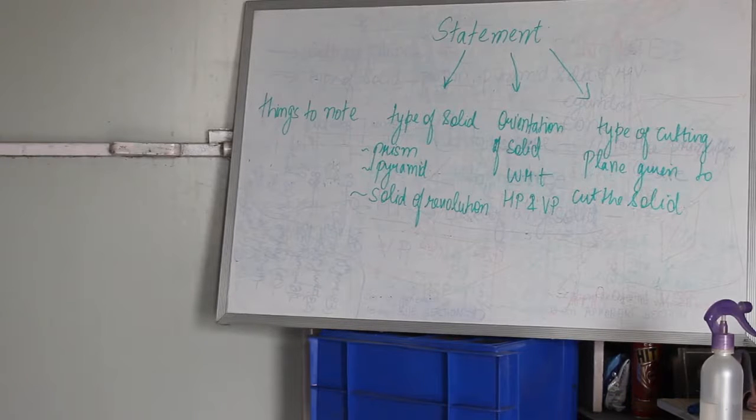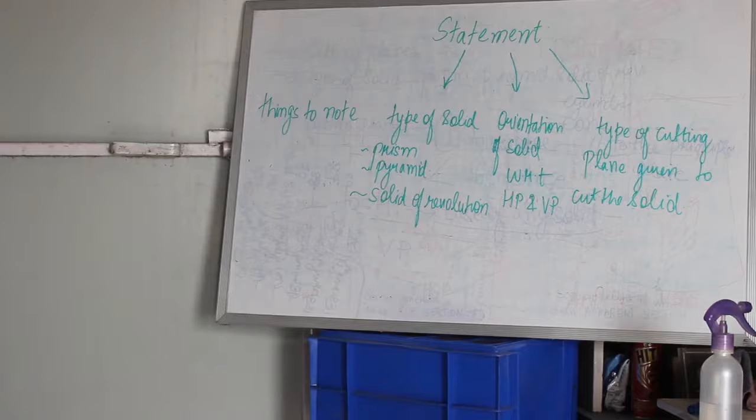I'll explain in details about each and every point here: the type of solid, the orientation of the solid, and type of cutting plane. We already had a session with the type of cutting plane. The third thing that you will notice is the type of cutting plane. Now, the type of cutting plane you all know is AIP, AVP, HSP, and VSP.